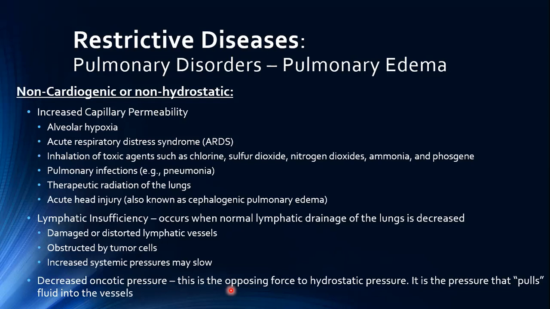Well, if we have a decreased oncotic pressure, then the force that was pulling or drawing the fluid out of the alveoli is low. It's not there anymore. So now it doesn't have that effect. So the fluid stays in the lungs, which is pulmonary edema.